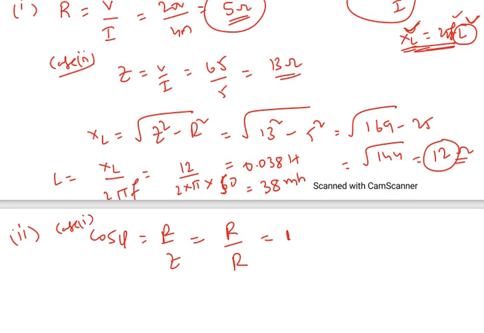And in case 2, what will you get? In case 2, power factor cos phi equals R by Z. R you already calculated, that is 5, by Z. How much did you get? 13. So 5 by 13. So this is the power factor in case 2. So these are the required solutions for the given question.